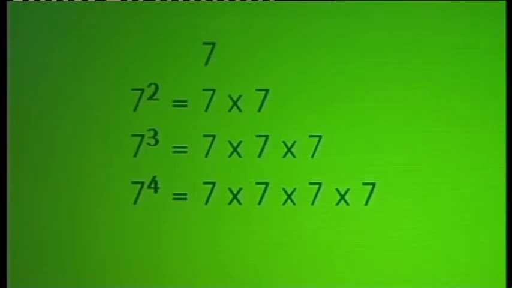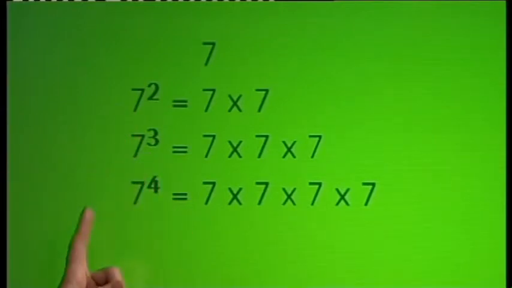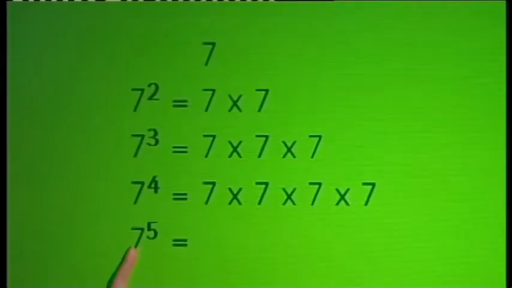And that system of names works for all powers. 7 to the power 2, 7 to the power 3, 7 to the power 4. The next in order is, of course, 7 to the power 5, and that just means 7 multiplied 5 times over. So 7 times 7 times 7 times 7 times 7.